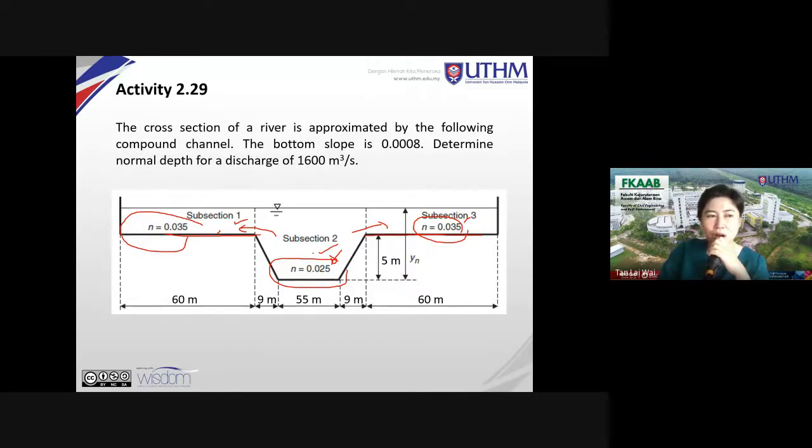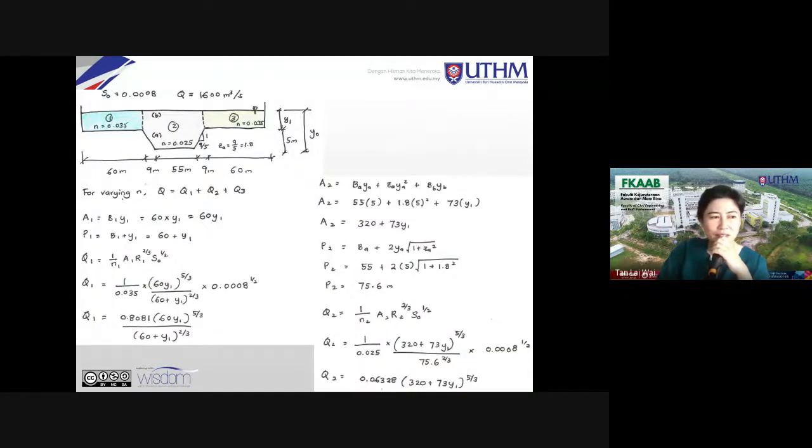Now, how are we going to use the formula? Remember the addition of Q for each subsection. So let's look here. For varying Q, remember I'm using the summation of Q1, Q2, Q3. I have three subsections, right? So therefore Q1, Q2, Q3. I need to find the discharge for each Q.